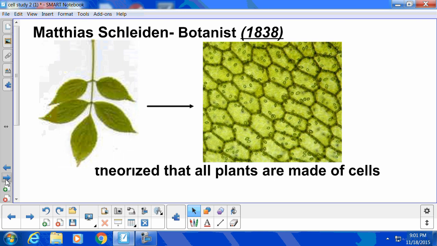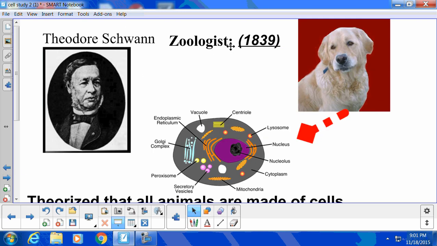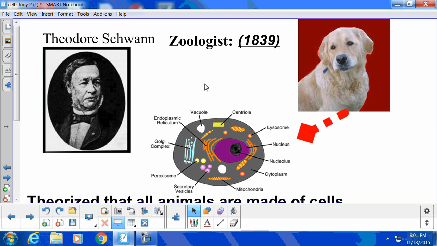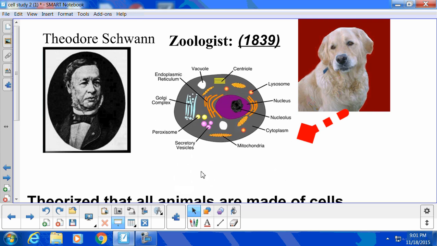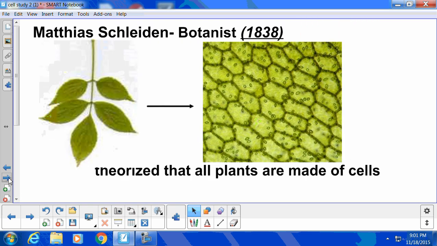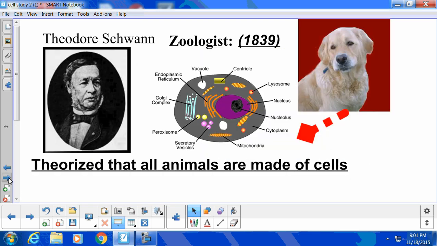At the same time, or a year later, there's a zoologist. Yep, his name is Theodor Schwann in Germany. And Theodor Schwann, he studies animals, not much into plants like his friend Schleiden. And basically, he looks at all his samples, his tissue samples, and he says, hey, you know what? All animals are made of cells. So now we have sort of this discovery on a microscopic level that animals and plants are all made of these microscopic things called cells.